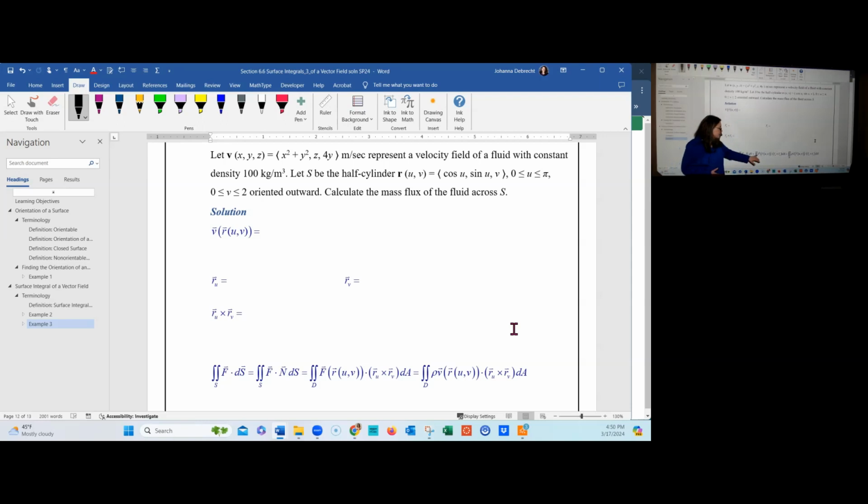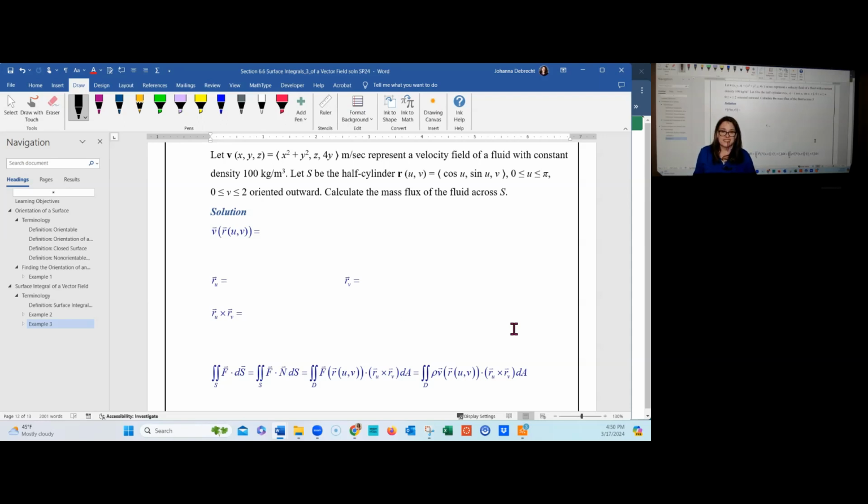In our case, our vector field is not just given by v, but by rho v, where rho represents our constant density of 100 kilograms per meter cubed. Go ahead and pause the video to work this one out, then turn the video back on and we'll work it together.